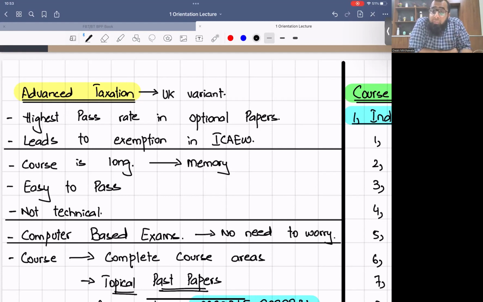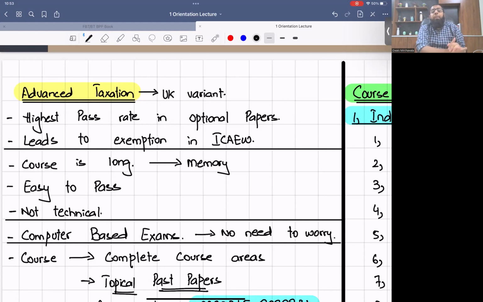The most important benefit of opting for this paper is that if you plan to go for ICAEW, then advanced taxation is the mandatory paper which you have to give, because this paper will allow you 2 exemptions in ICAEW. So advanced taxation is one of the easy papers to pass. It's a practical paper. If you plan to go towards UK or European countries, this paper will help you a lot. And the most important thing is that if you want to go for ICAEW, then advanced tax is the mandatory paper you should be going for.